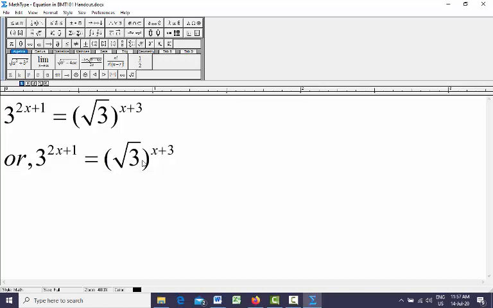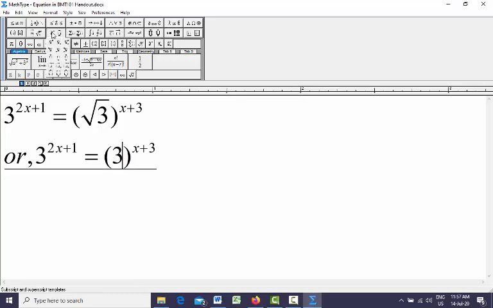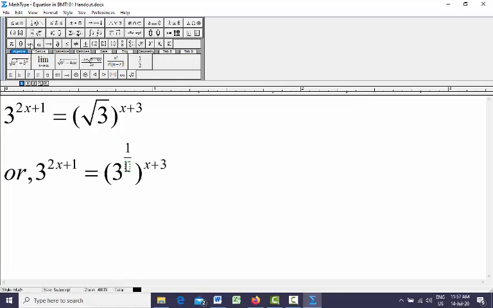As I said in my last class, if you followed my last lecture, you have seen that root over 3 can be written as 3 power half, like this. So that means root over 3, this is a square root, so square root can be written as power half. So we got this one. This is a very easy problem.